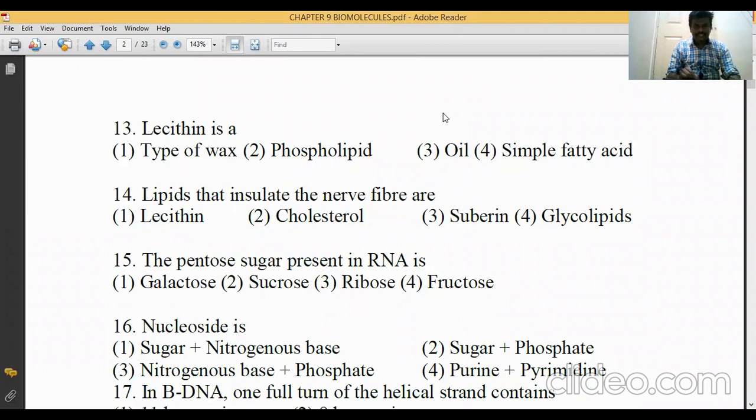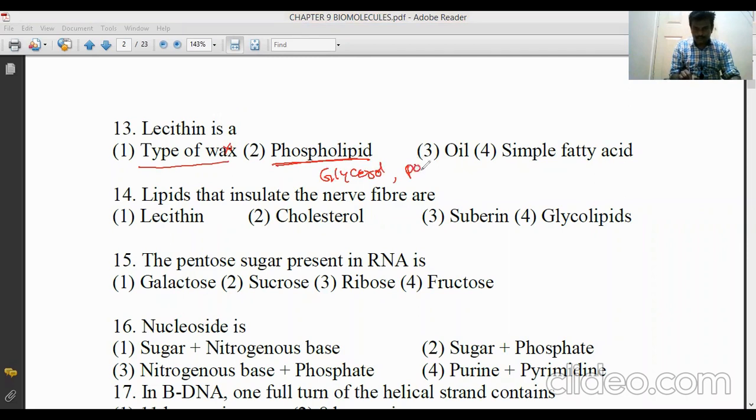Next, lecithin. Is lecithin a type of wax? Actually, lecithin is not a wax, so that is the wrong option. Lecithin is a phospholipid. Lecithin is made up of molecules of glycerol, a phosphate group, and 2 fatty acid molecules. So that is called lecithin. Lecithin is a phospholipid which contains mainly glycerol and phosphates.